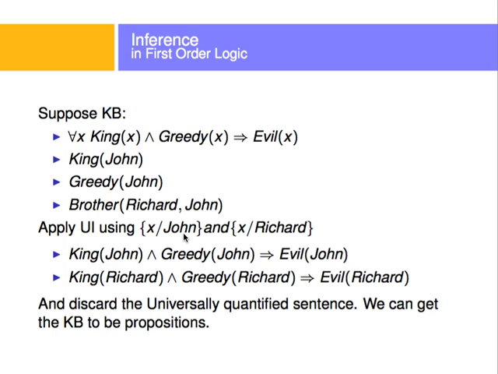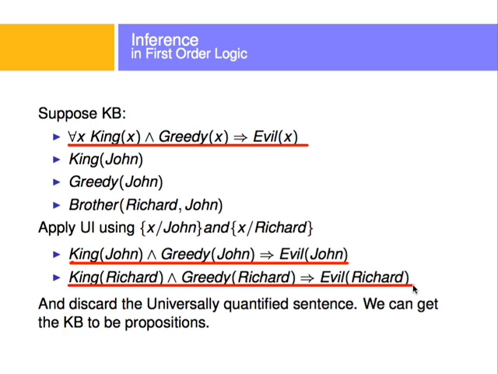Let's apply x is John. We're going to put king John and greedy John implies evil John. This is basically this rule, but we took away the x and applied one of the x's. And then we'll do the same with Richard, right? Evil Richard.